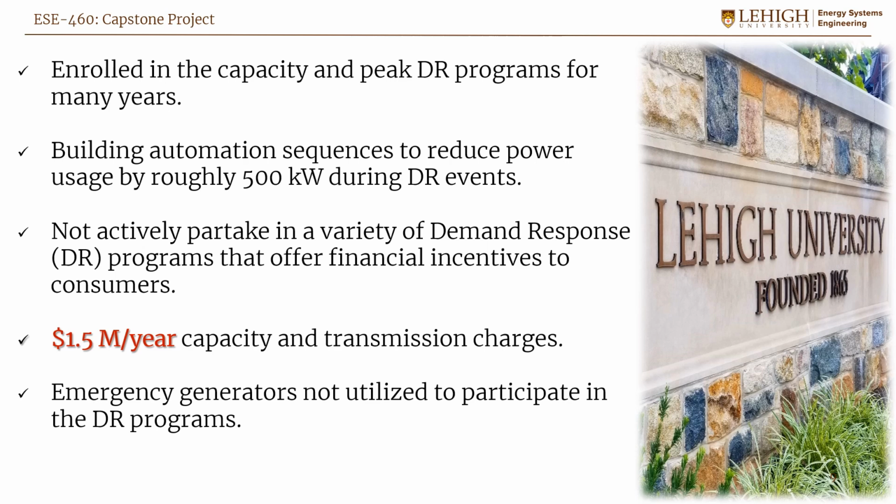In addition to the required emergency demand response program events, Lehigh implements some of the same strategies on a voluntary basis to reduce capacity and transmission loads that are measured during these events. As it will be shown in more details in the following slides, the cost of capacity and the transmission charge is around $1.5 million, which is a major drive for cost reduction. The potential for this cost reduction could be derived from utilizing the existing emergency generators.